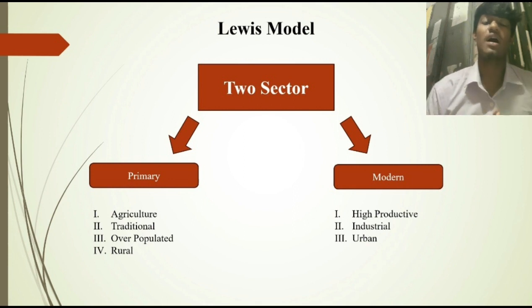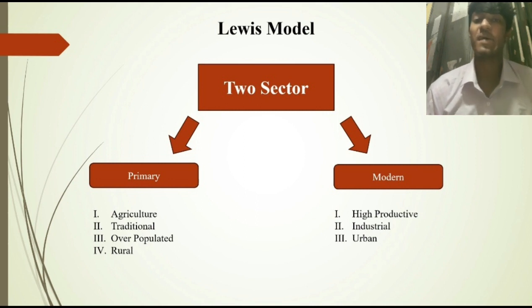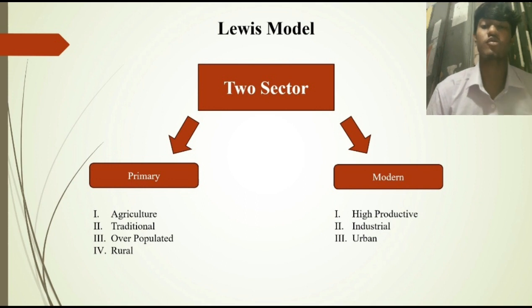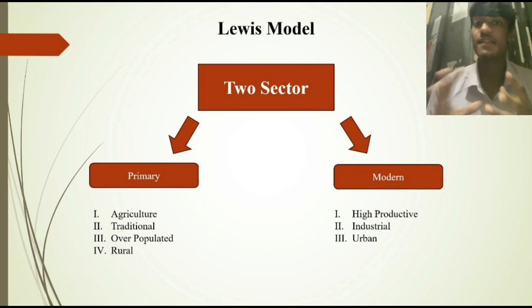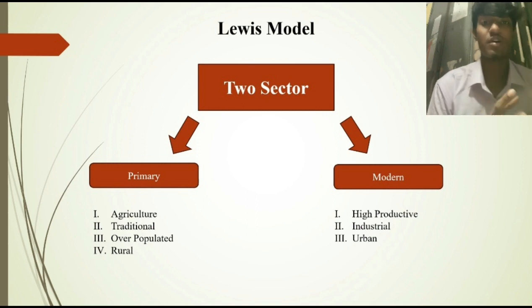Next comes the two main sectors of the Lewis model. Number one is the primary sector and number two is the modern sector. The primary sector is the agriculture sector, traditional sector, overpopulated sector, and rural sector. On the other hand, the modern sector is the highly productive sector, industrial sector, and urban sector. According to Lewis, the primary sector has an excess supply of labor. Then comes the question: what is excess supply of labor?